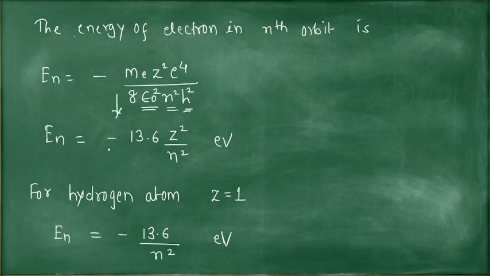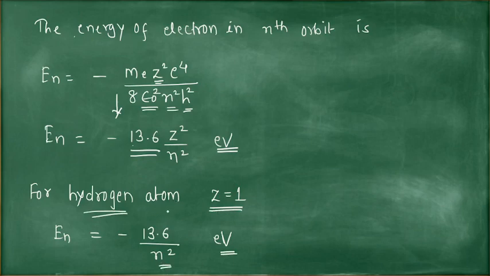and this can be written as En is equal to minus 13.6 electron volt Z square upon n square, because the remaining terms except Z square upon n square form a constant, which is written in the form 13.6 electron volt. This energy is negative. Z depends on the element or the atom, but for hydrogen atom the value of Z is 1. So you can write En is equal to minus 13.6 electron volt upon n square.